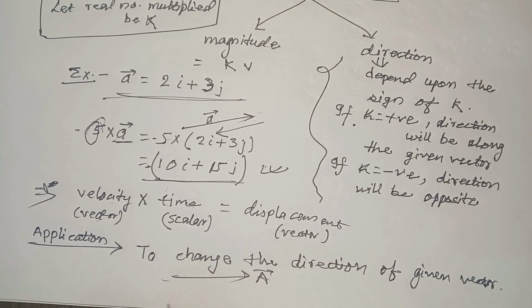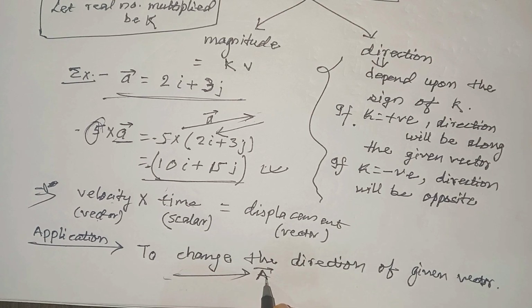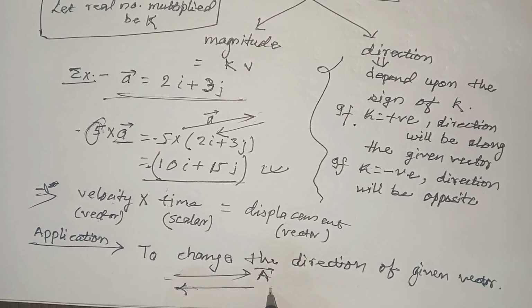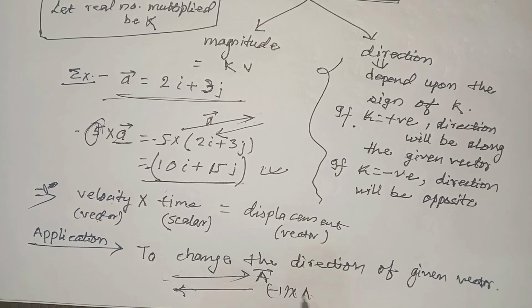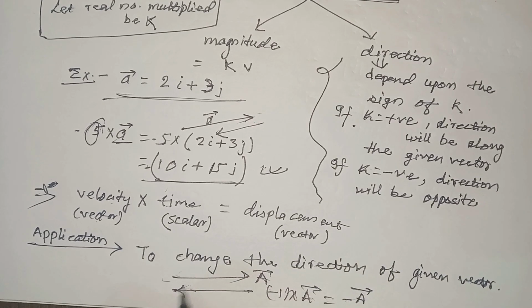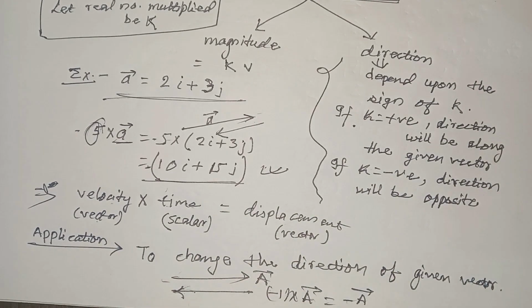then what will we do? We will multiply this vector a with minus 1. If minus 1 is multiplied into this vector, it will come to be minus vector a, and its direction will be just reversed, opposite. Okay, thank you.